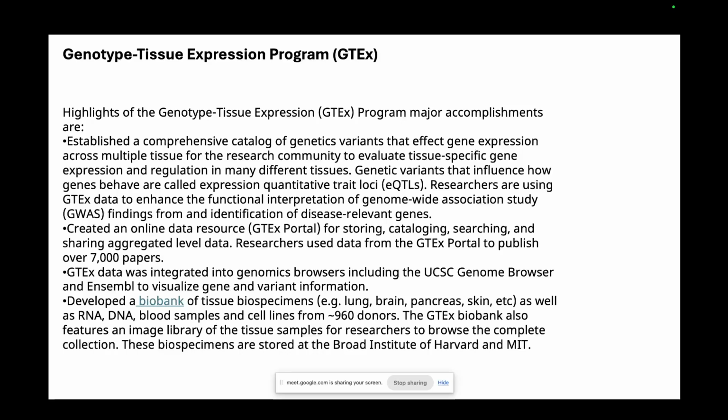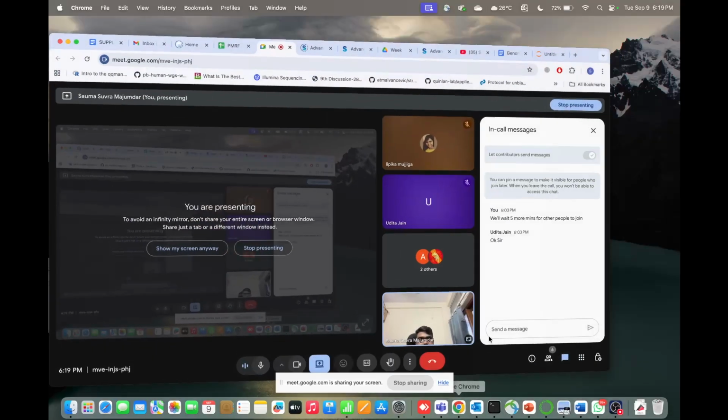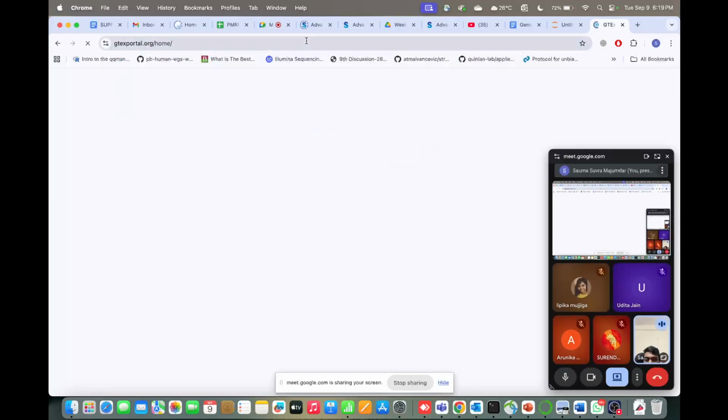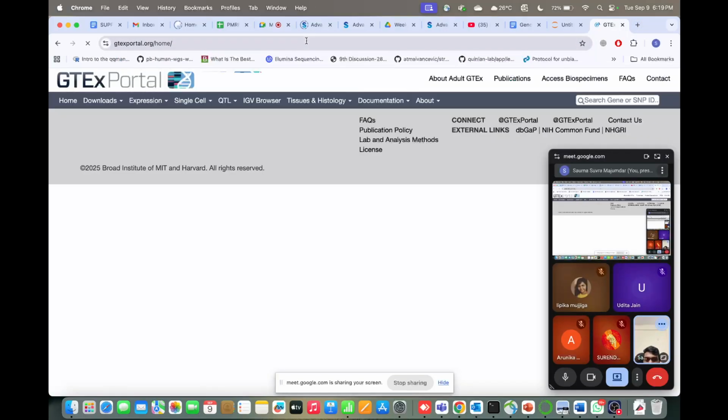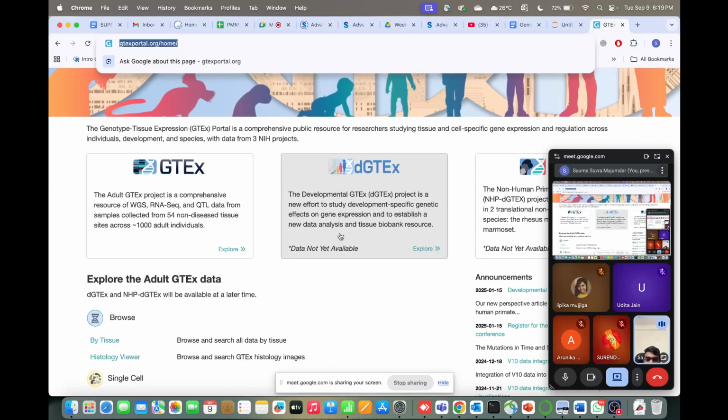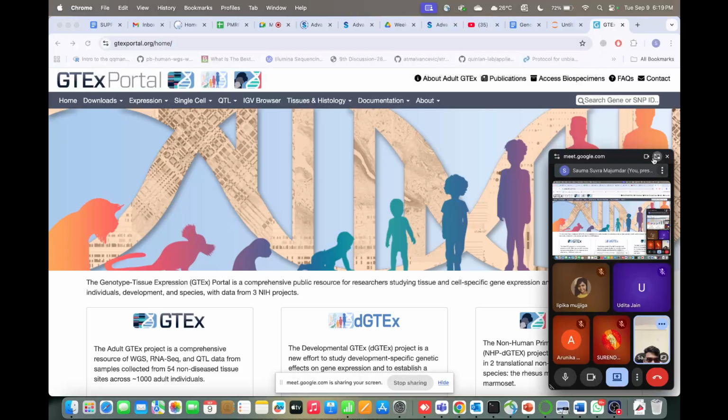So this project, which is the GTEx project, I'll just put the link here if you want to take a look. Here they describe the whole GTEx project.